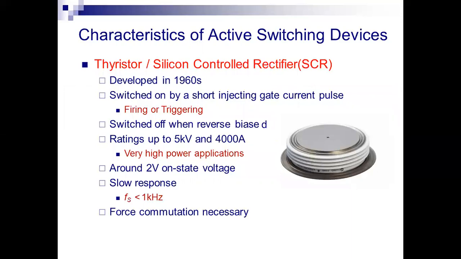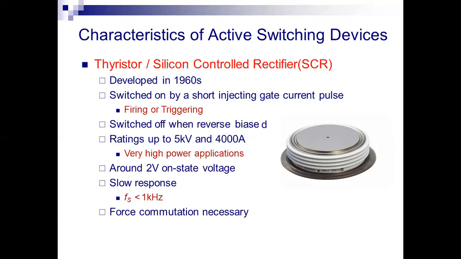Next one, how the characteristics of the active switching devices are observed. These SCRs were developed in the 1960s, and after the 1980s they became very popular. They are switched on by injecting a short gate current pulse, that is the firing or triggering towards the gate. They are switched off when reverse biased. Ratings go up to 5 kilovolts and 4000 amperes. That is the power switching device rating. We use them for very high power applications.